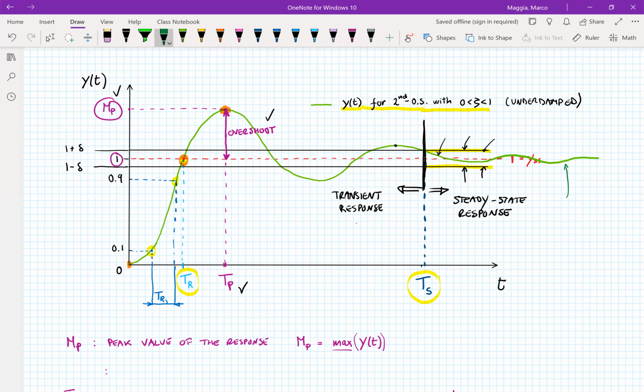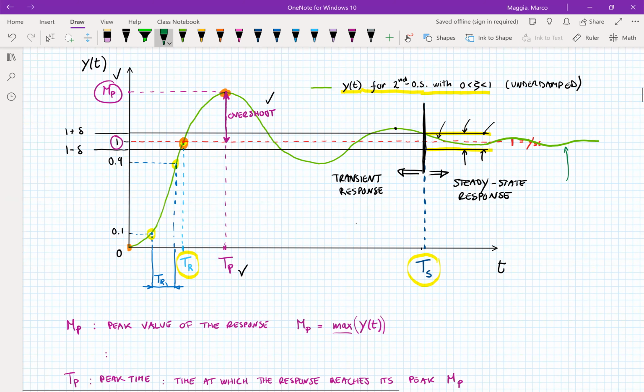The rise time, we have two definitions for the rise time. The more general considers the time that it takes for the response to go from 10% to 90% of its final value. Then the settling time, and finally, we can consider the final value itself and the steady state error.